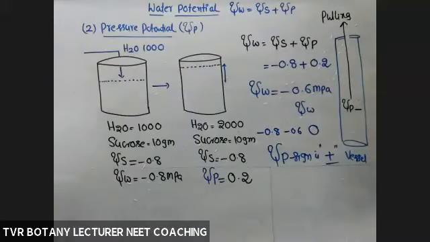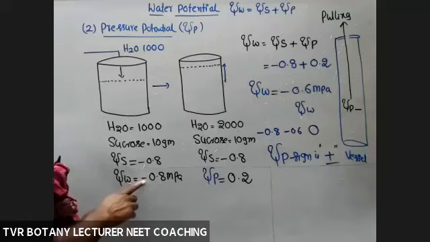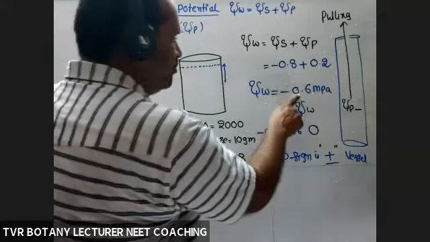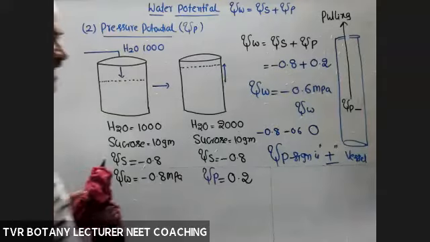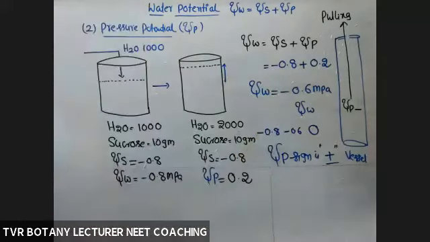Okay, right? Now, what is a turgor pressure? What is a pressure potential? Pressure potential means the magnitude or the amount or quantity of water potential changed is called as a pressure potential. How much change happened from minus 0.8 to minus 0.6? The change is minus 0.2. So water potential negative value declined, water potential value increased. That change is called as a pressure potential.